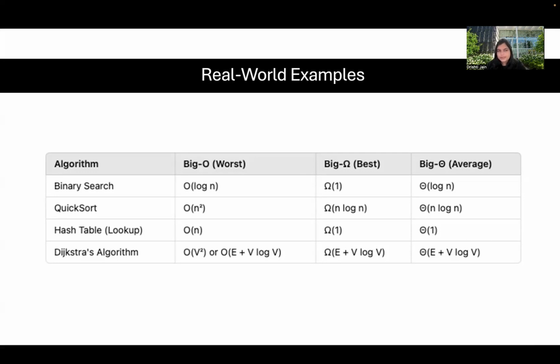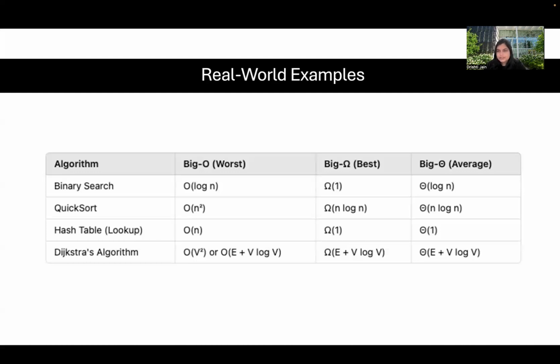In case of big omega, binary search is the best, so you are able to find the target element in the middle. So it becomes omega of 1. In case of quicksort, it is omega of n log n. In case of hash table, it is omega of 1. In Dijkstra's, it is omega of e plus v log v. So generally, you'll see that the big omega notation, because it gives you the best case scenario, is less than or equal to the big O notation, because that is the worst.